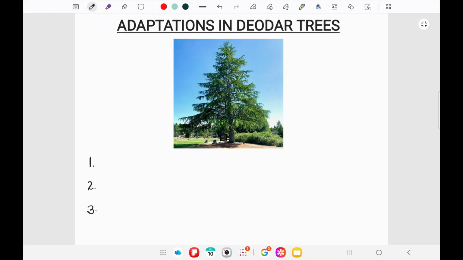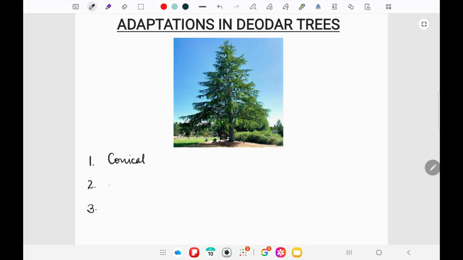And even the leaves of the plants over there are needle shaped so that they do not break during the snowfall and heavy rainfall. Deodar trees are found in mountains. Their shape is conical. Next adaptation is their roots run very deep into the ground. And the next adaptation is their leaves are needle shaped. One more example is rhododendrons.